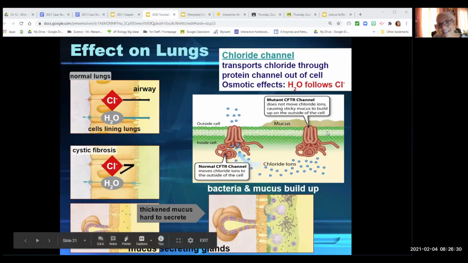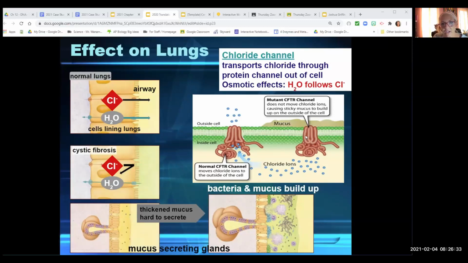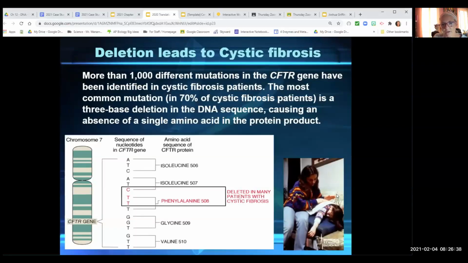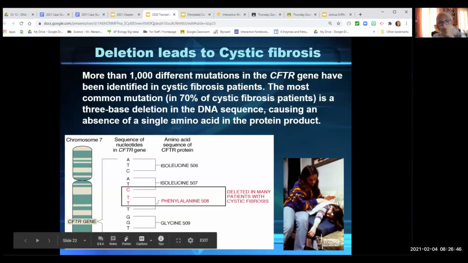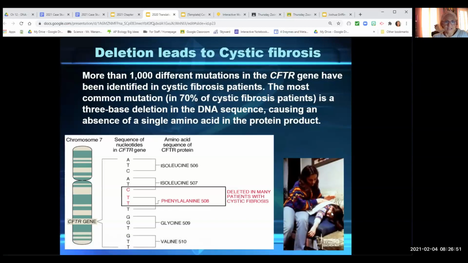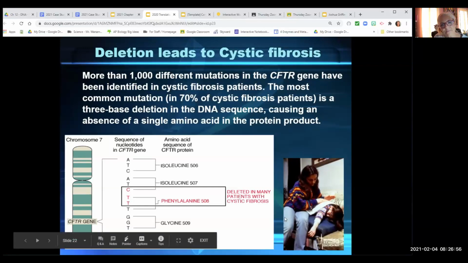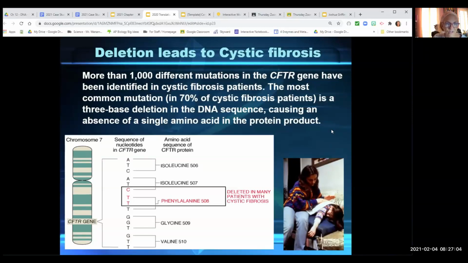So the mutation is in the gene that codes for this CFTR channel protein. Here's an individual, she's getting treatment. They have to do banging of the chest to loosen that mucus. There's a machine that shakes them. They'll do that as well. And there's actually lots of different mutations that can cause a mutation in that CFTR gene. So it's not a single example, but there are common examples.